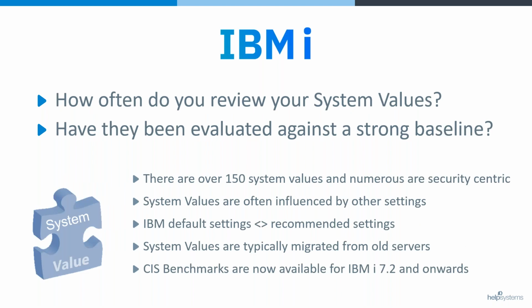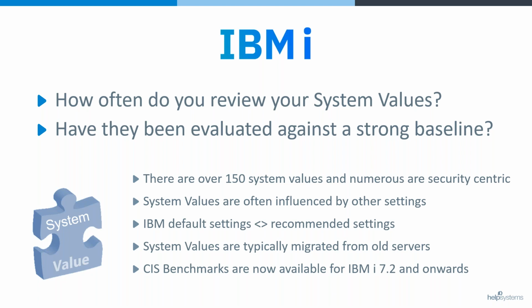Speaking of which, how often do you review those system values? And have they been compared to some type of validated baseline? In the modern IBM i operating system versions, there's over 150 different system values, and a number of those pertain to security. The thing to bear in mind with system values is they're extremely important. The IBM default settings for those system values may not always be the recommended settings. In fact, during a review that I do with a lot of customers, oftentimes we find that their system is still sitting at the IBM configured default, and it flags it as high risk. And that's simply because those settings are not appropriate in the current day and age.